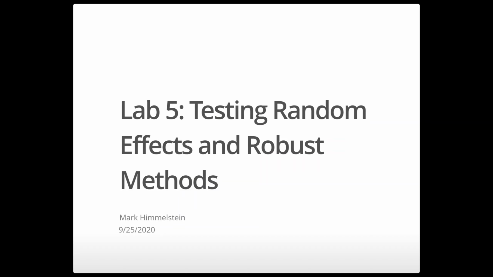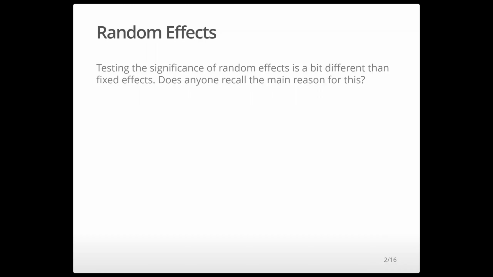In this video, we're going to talk about how you can test random effects and then also talk about robust methods. Testing the significance of random effects is a bit different than fixed effects. And before I move on, I wanted to ask if anyone recalls the main reason for this. I'm going to just hold off a second here, or you can pause the video briefly, and then I will show you the answer.